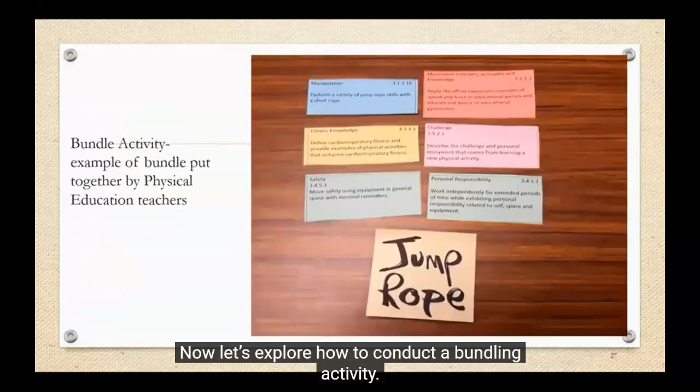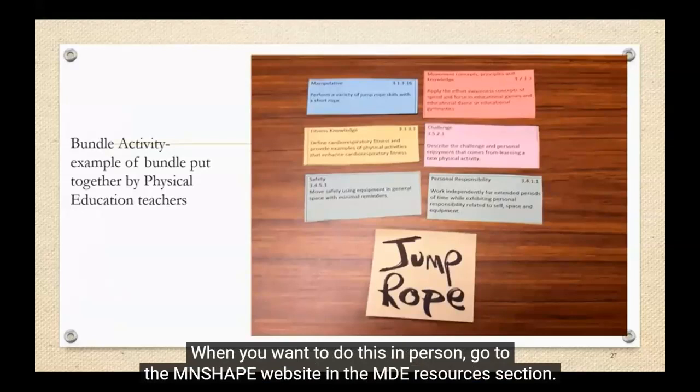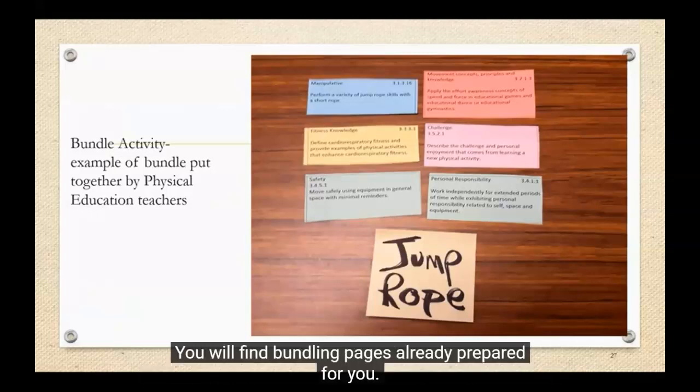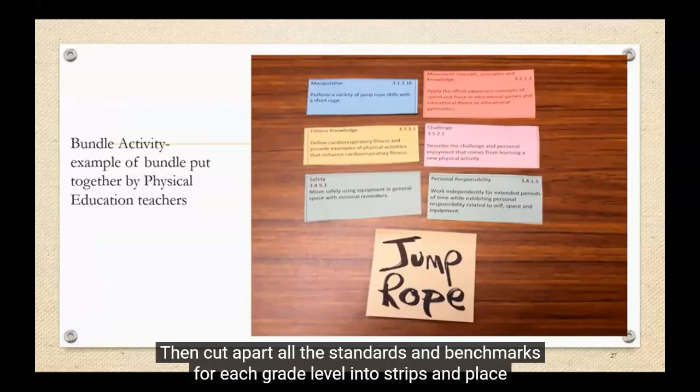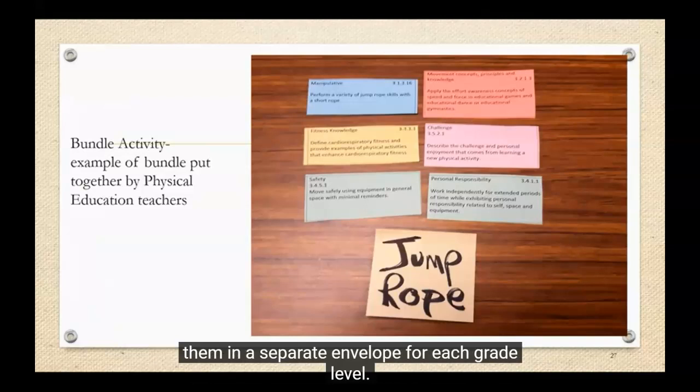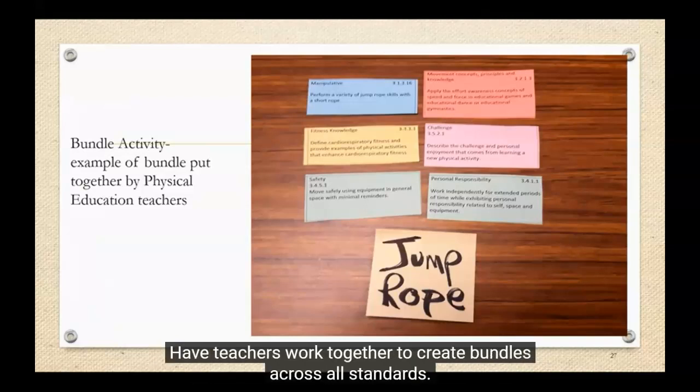Now let's explore how to conduct a bundling activity. When you want to do this in person, go to the MnShape website in the MDE resources section. You will find bundling pages already prepared for you. Print out each standard on different colors of paper. This makes it easier for sorting. Then cut apart all the standards and benchmarks for each grade level into strips and place them in a separate envelope for each grade level. Have teachers work together to create bundles across all the standards.